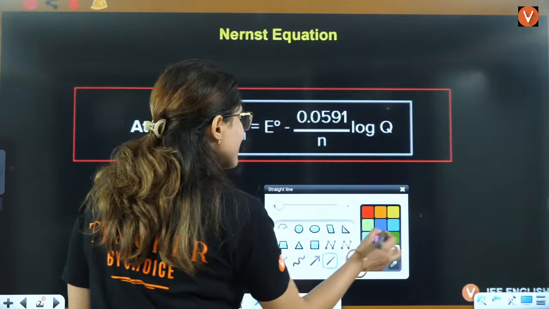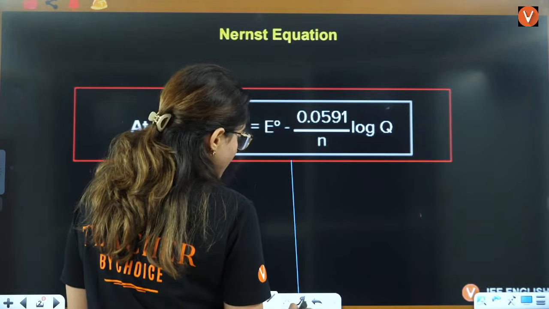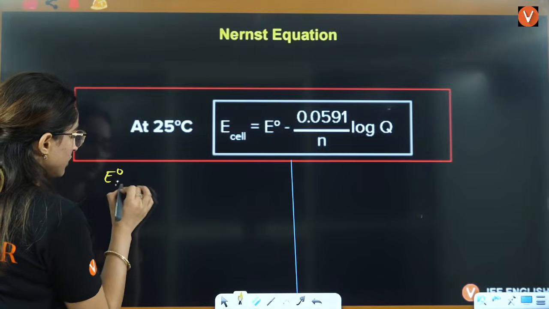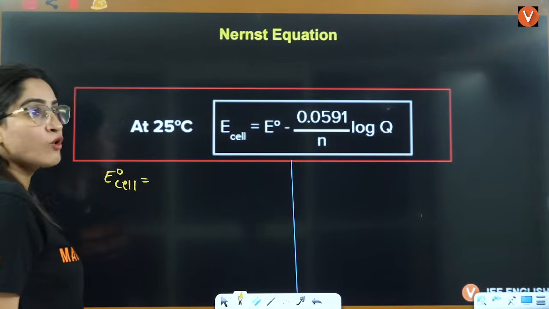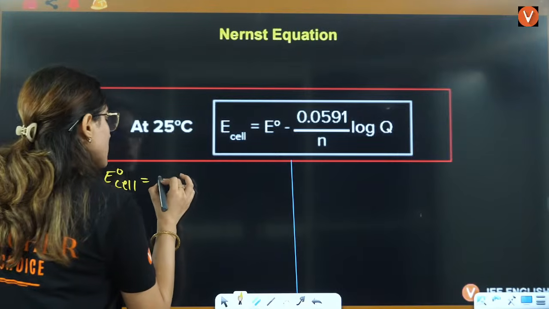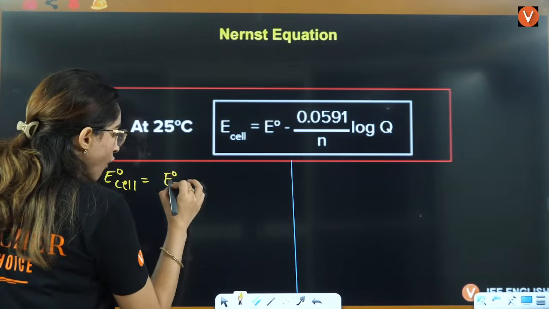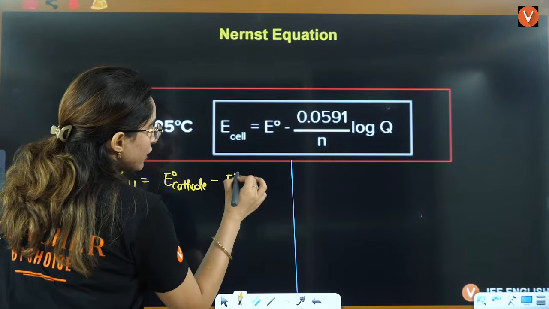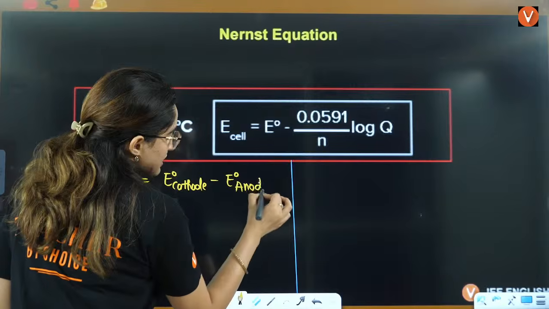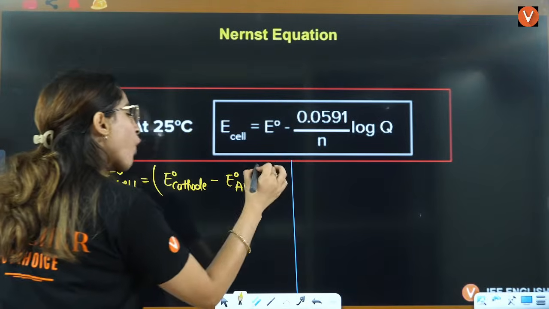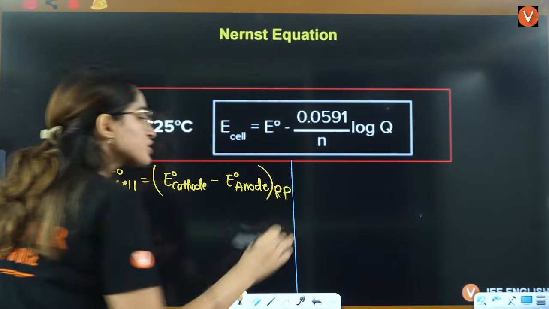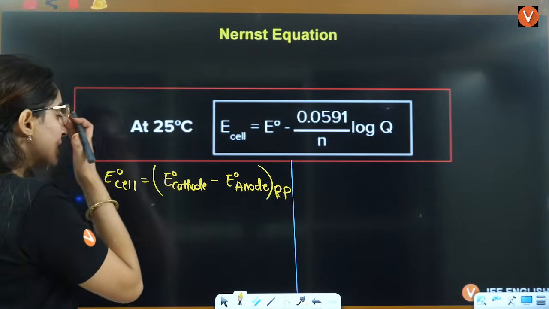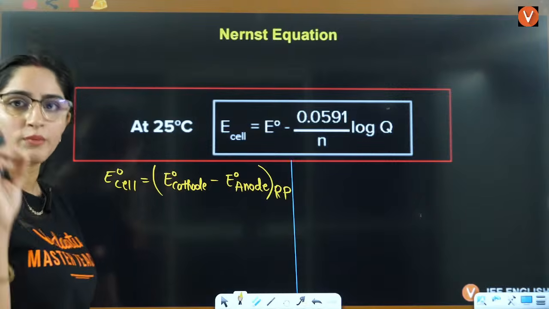First is, ma'am, what exactly is E naught cell? Ma'am, how do we calculate the value of E naught cell? E naught cell is equal to E naught of cathode minus E naught of anode. And here we are always talking about the reduction potential of cathode and anode. That is, E naught cell is equal to E naught of cathode minus E naught of anode.